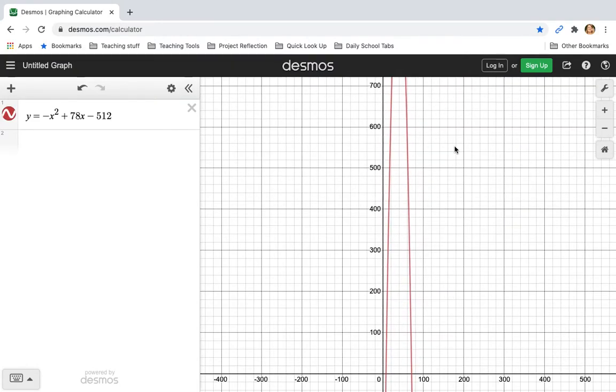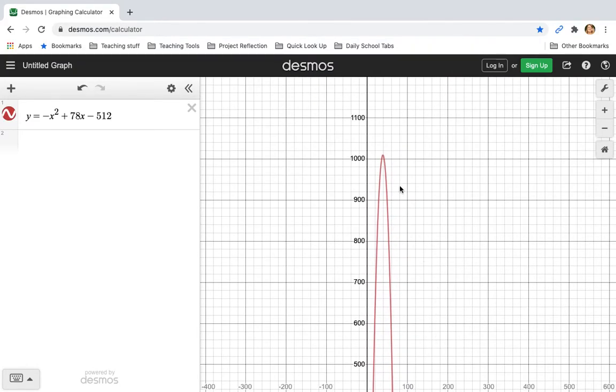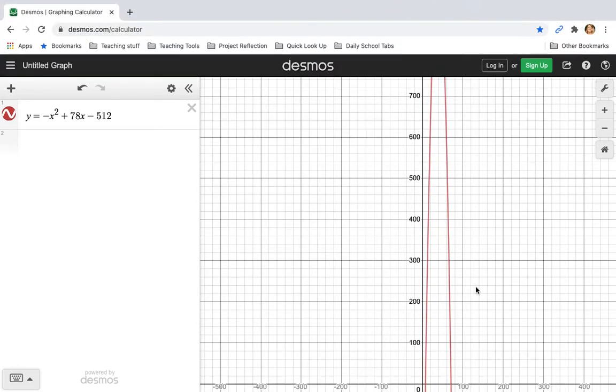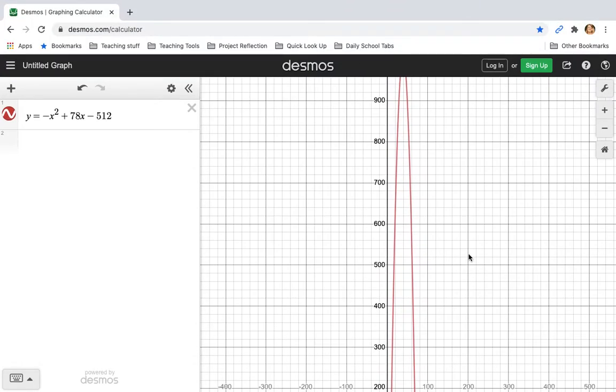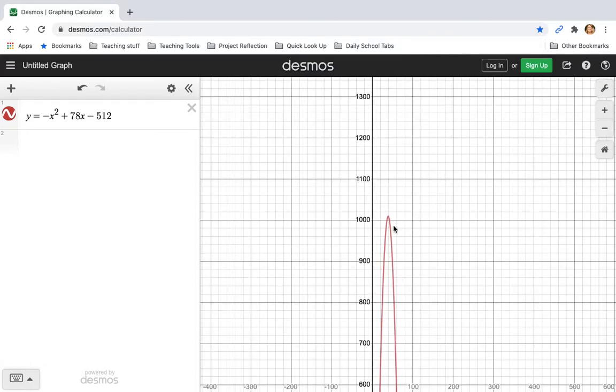And in fact, I'm probably going to have to drag it down here in order to see the vertex, and I can. So I'm just literally clicking and dragging this down so that I can see what is this vertex point. So I'm going to click on it, and there's our vertex. So I'm going to write this ordered pair down, 39 and 1009.